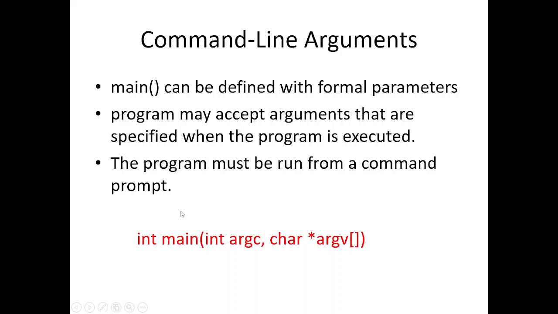The syntax for writing a main program with arguments is: the return type, then the keyword main, and within parentheses it takes two parameters. One is of type integer and the other is a pointer to a character array. argc is the argument count, which gives us the number of command line arguments, and argv is a pointer to an array containing strings.